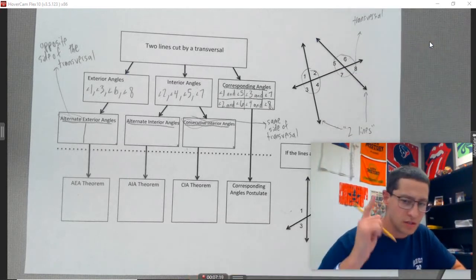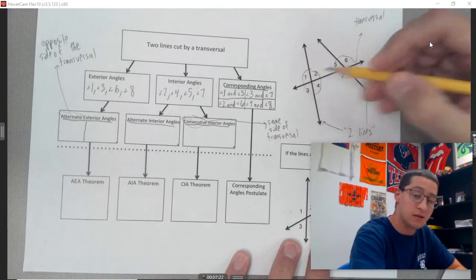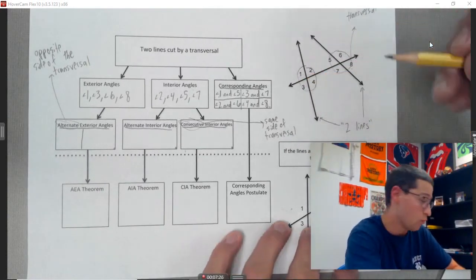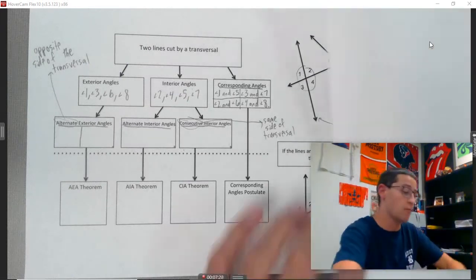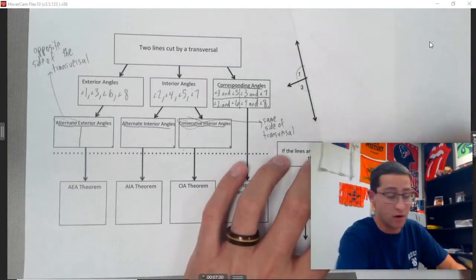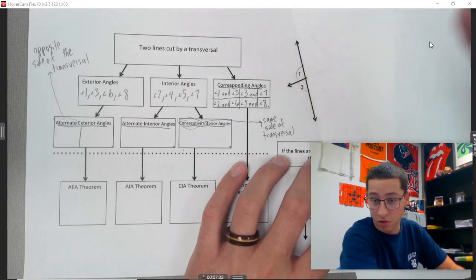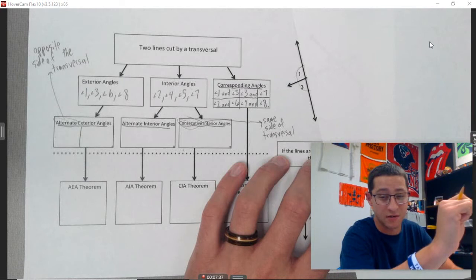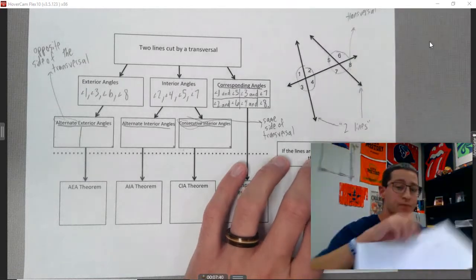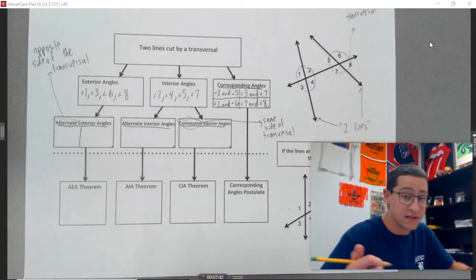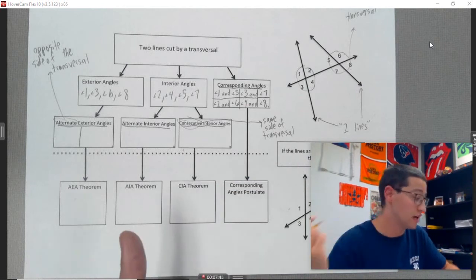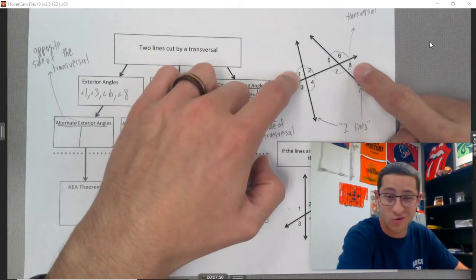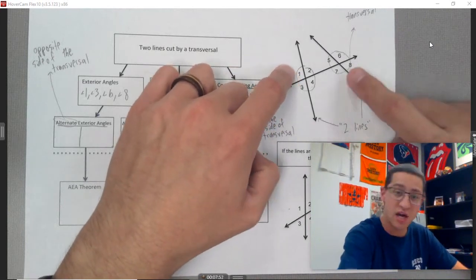Now, let's think about what 1 and 3 are. Yes, technically, they're on the opposite side of the transversal. But we already know what 1 and 3 are. That's a vocab word that we've already learned. 1 and 3 happen to be a linear pair. So since they're a linear pair, they can't be alternate exterior angles. Something to keep in mind. But one that is on the alternating, the opposite side of the transversal with 1, that's also exterior, is 8.